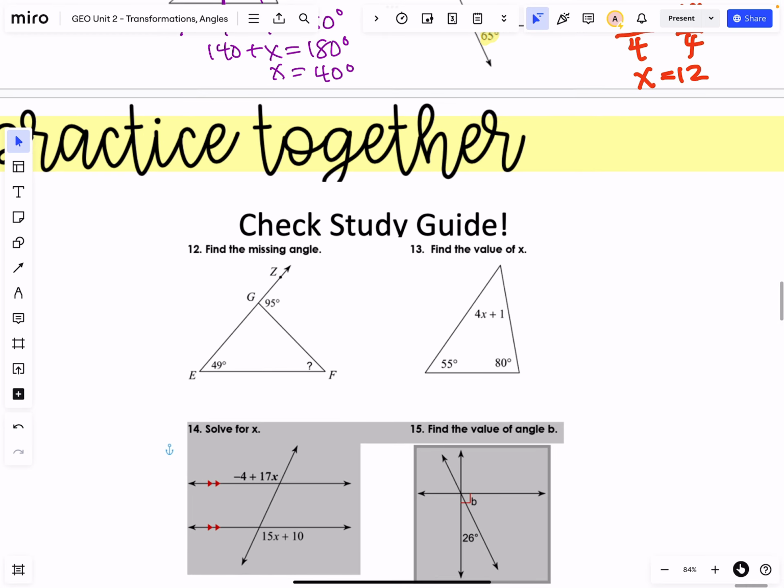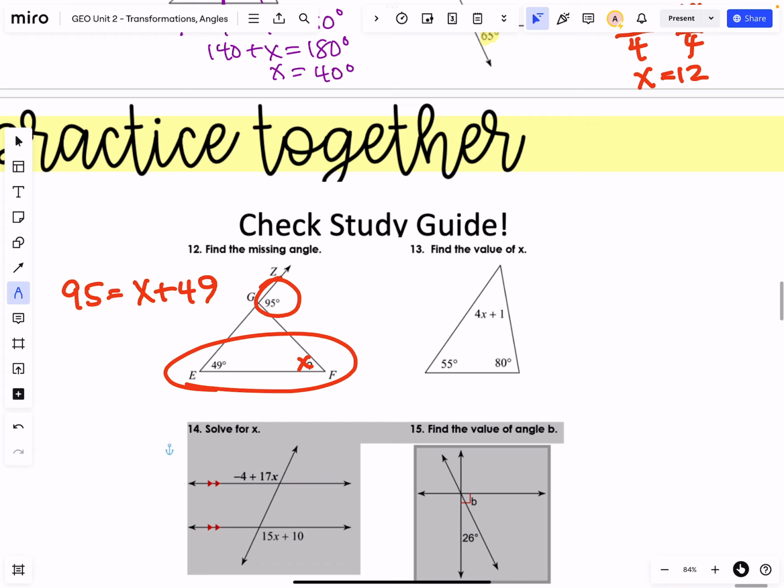For number 12, what did you end up getting for the missing angle? Let's go ahead and give that an angle measure or a variable. Let's call that x here. And remember that when you have an exterior angle, it's equal to the two remote interior angles, the interior angles that it's not right next to. So we can say that exterior angle, 95 degrees, is equal to x plus 49. And then subtract 49 from both sides. And so x will equal, let's see, that's minus 50, 46. X will equal 46 degrees.